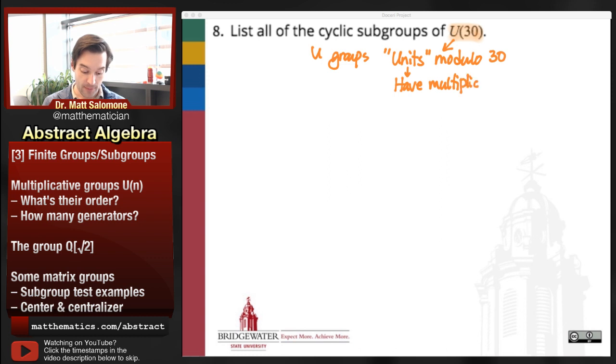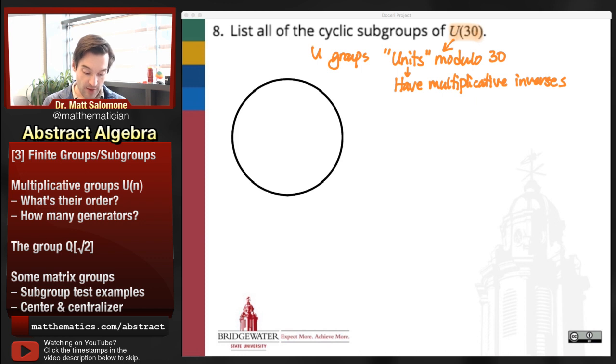In other words, these are the integers which, when I multiply them by some other integer, I'll be able to arrive at the multiplicative identity when that multiplication happens modulo 30. So here's what that means, kind of.